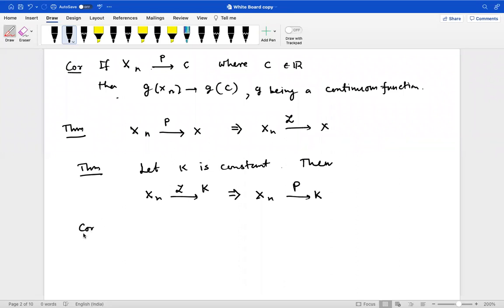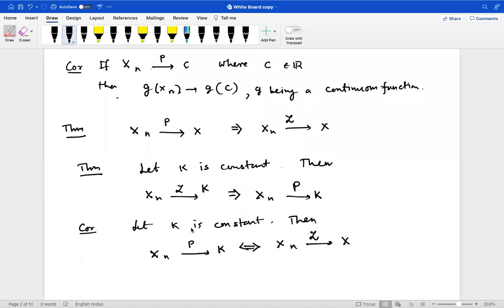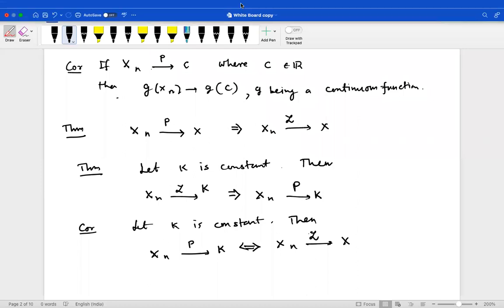And what is the corollary of this? The corollary is this. Let k be a constant, then Xn tends to k in probability if and only if Xn tends to k in law. So convergence in probability and convergence in distribution are actually equivalent here. But the converse for any other random variable is not true. If Xn tends to X in law, then it may not converge in probability.